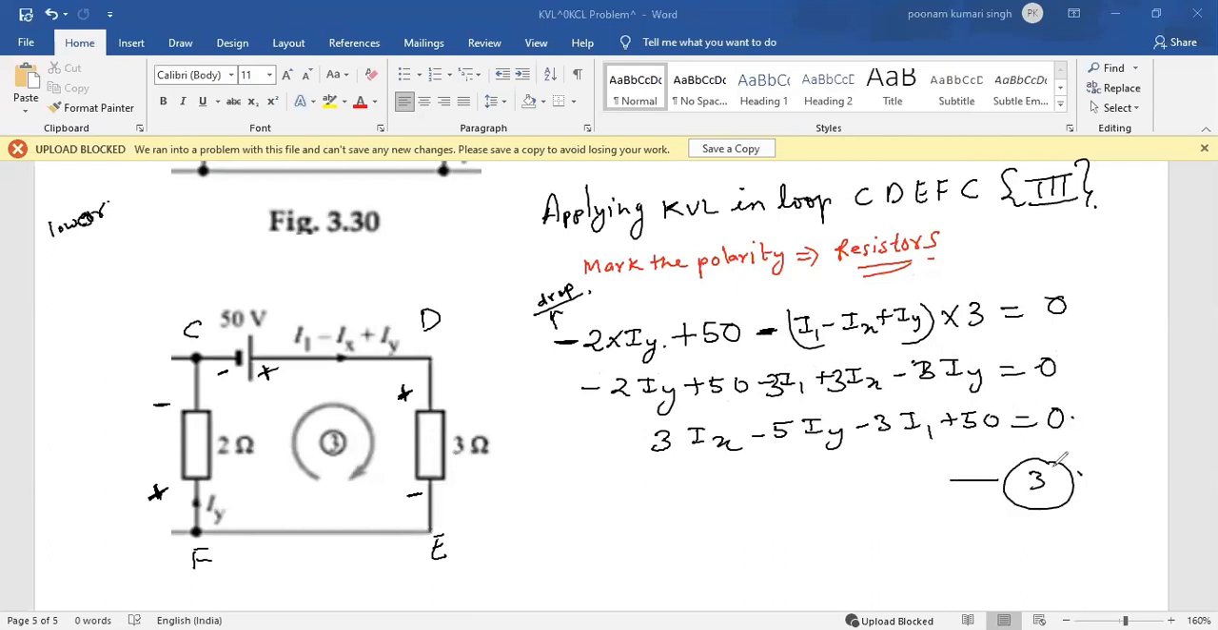Please look into this equation and see if there is any doubt. Okay, let's save this somewhere.